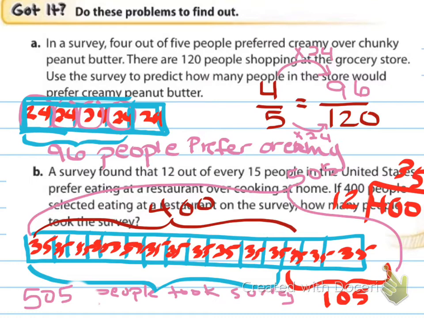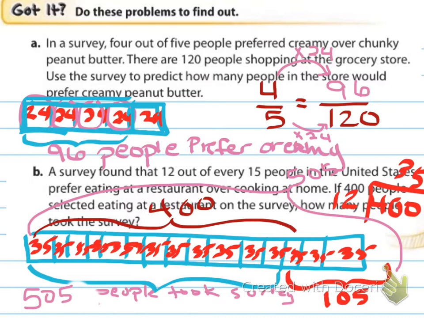For B, it says that the survey found that 12 out of every 15 people in the United States prefer eating at a restaurant over cooking at home. If 400 people selected eating at a restaurant in the survey, how many people took the survey? Here's what I think a lot of you might have done if you got this wrong. The correct answer is 505 people took the survey. You might have thought that it's 400. So anyway, let me just go through it.